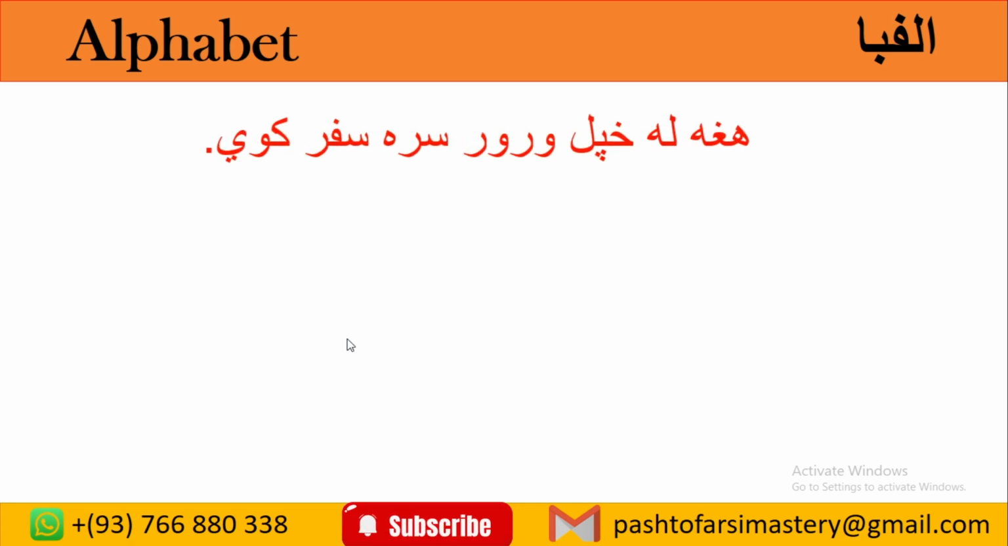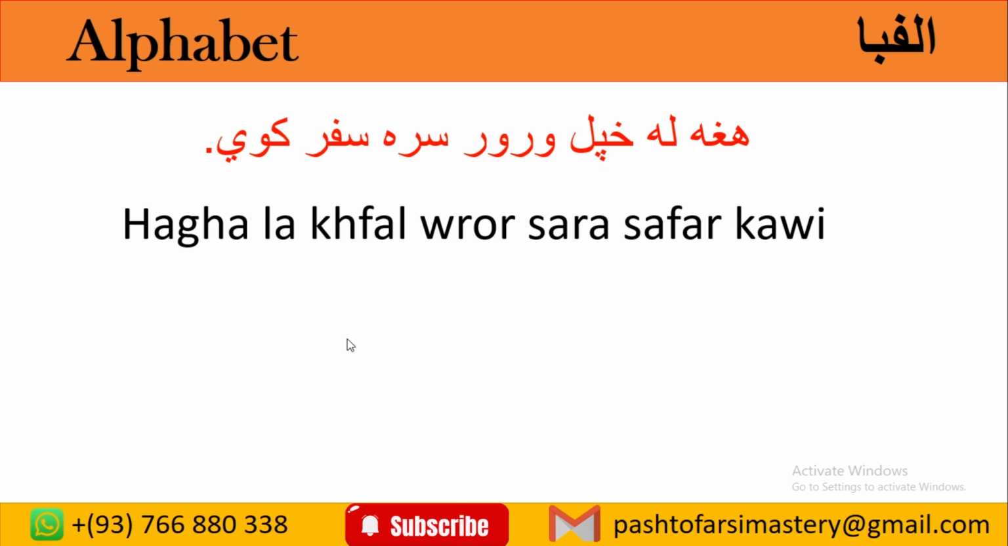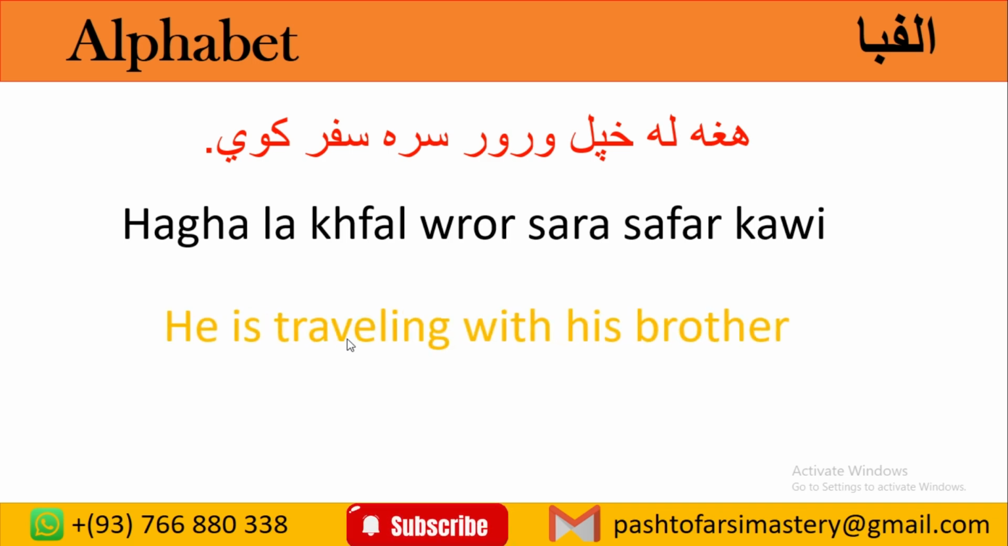Or we have هغه له خپل ورور سره سفر کوي. It means he is traveling with his brother. هغه means he, له خپل with his, ورور brother, سره with, سفر کوي traveling. He is traveling with his brother.